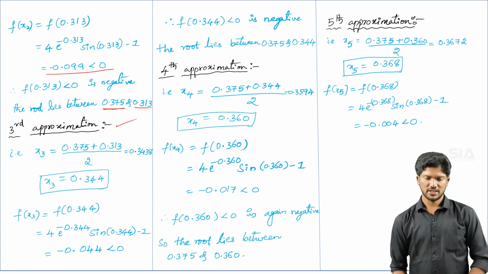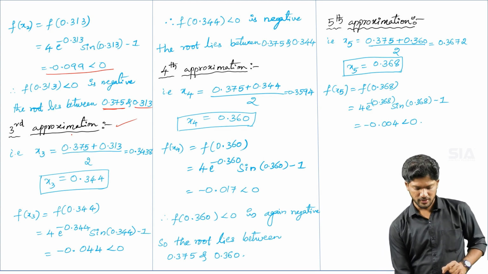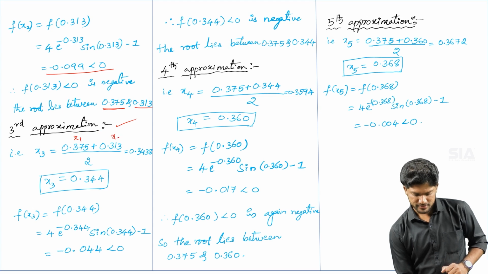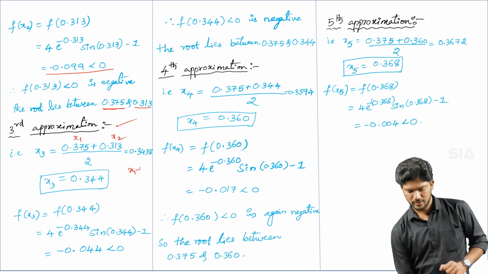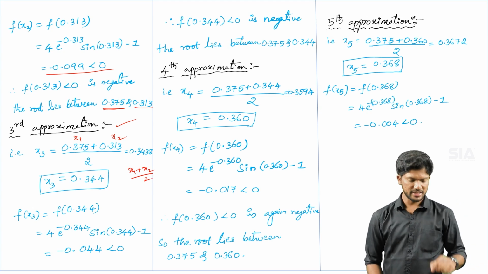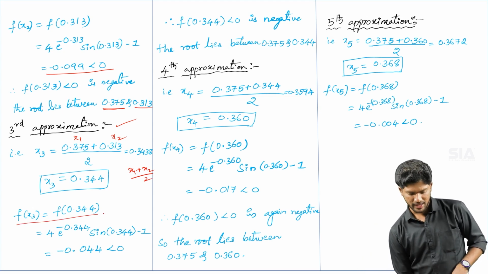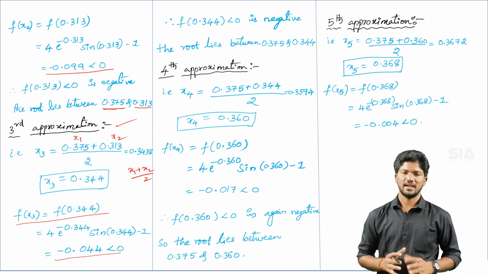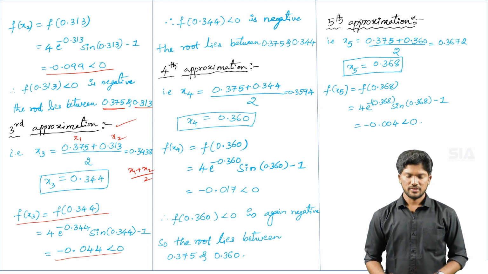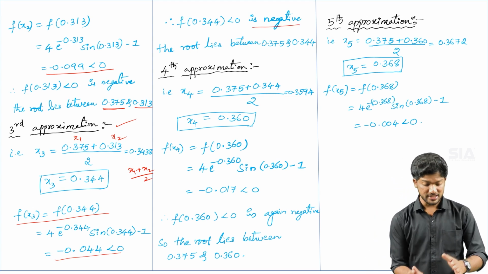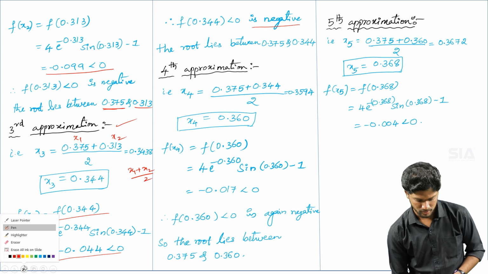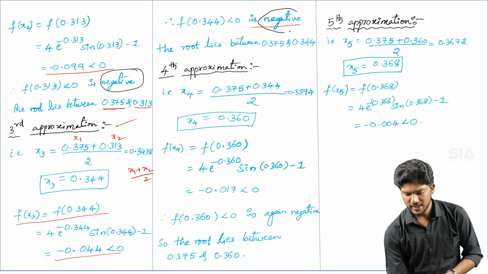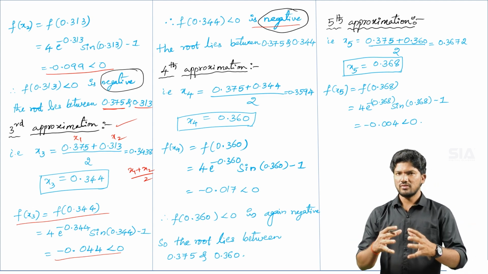Now in the third approximation you have to take the mean of these two numbers, x3. This one is the x1 value, this one is the x2 value, x1 plus x2 by 2. So that gives the x3 value. So therefore substitute that value, f of x3 is equal to f of 0.344. So therefore you will get again less than 0. Less than 0 means negative. Consecutively you get negative. In the second approximation we got negative. In the third approximation we got negative. Consecutively we got less than 0.